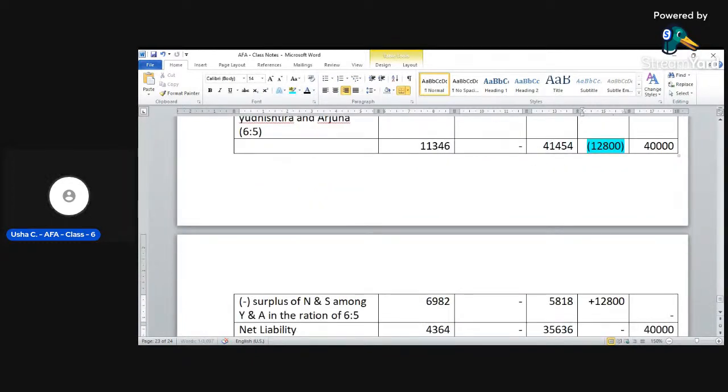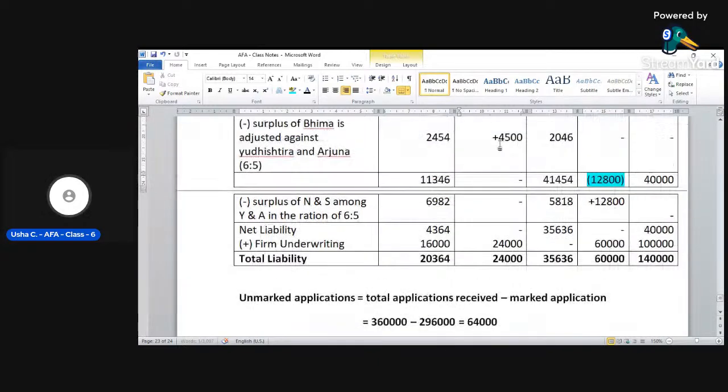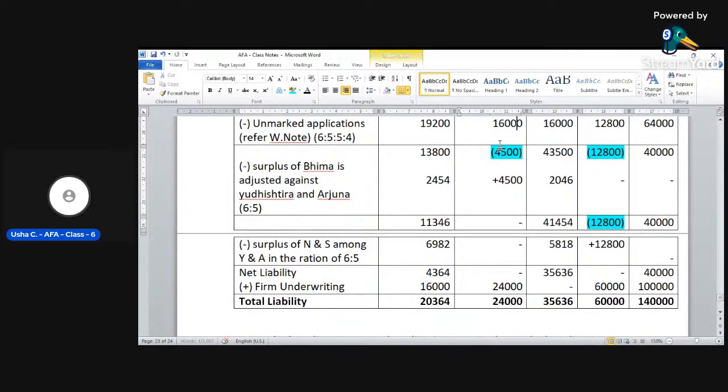This 12,500 is adjusted against Yudhishthira and Arjuna, the same Yudhishthira and Arjuna, in the ratio of 6 is to 5 only. After adjusting this 12,500 against Yudhishthira and Arjuna, the surplus of Bhima and Nakula and Sahadeva became nil. When all the surpluses are adjusted, there is no surplus of any of the underwriters because we have adjusted.